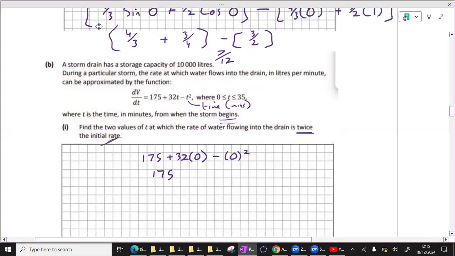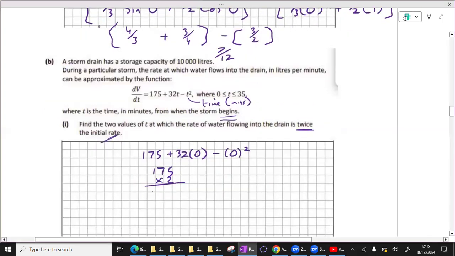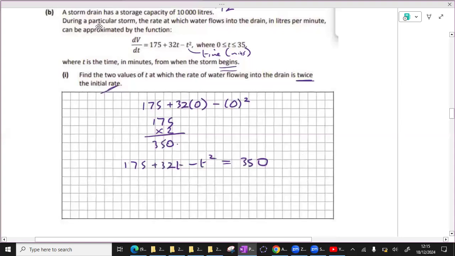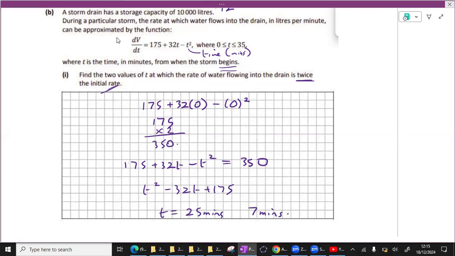So what I do then is I double that 175, which is 350. So I allow my function to equal 350. So what I do then is I bring it all to the one side, which is t squared minus 32t plus 175. I then do my minus b formula on it, and I figure out that it's at 25 minutes and 7 minutes. So that was it for that one. It was to do really with the initial rate, and initial meaning t is 0.